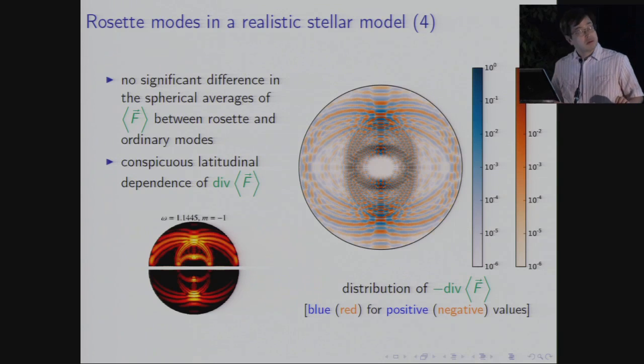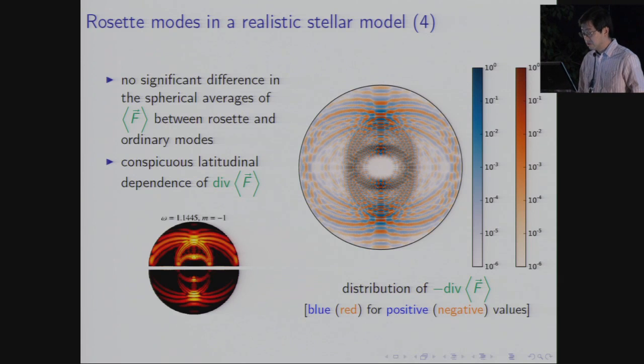Okay, this is almost the last slide. What is shown here is the right-hand side of the conservation equation of angular momentum. We see positive contribution for blue regions and negative contribution for red regions. So the structure is rather complicated, but one point I can say is that there exists strong latitudinal dependence in these figures.